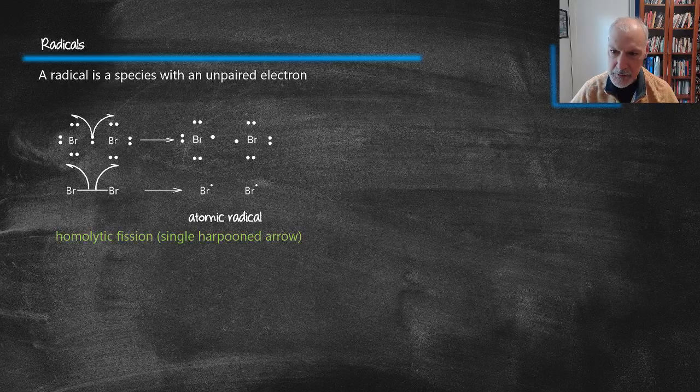We can also get radicals in other forms. This splitting is sometimes referred to as homolytic fission, homo meaning same, lytic meaning breaking. So let's take a look at this happening in another situation. Here I have bromomethane, and I'm going to use a single harpooned arrow to represent one of the electrons in the bond moving towards the bromine and the other remaining with the carbon. As a result, I've created a molecular radical, a molecule which has one unpaired electron.